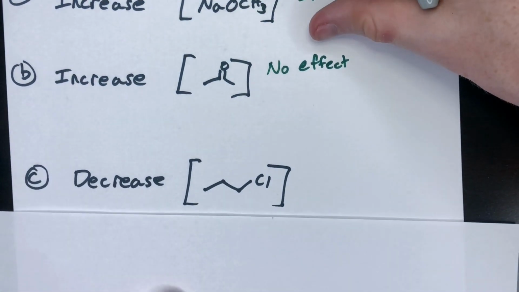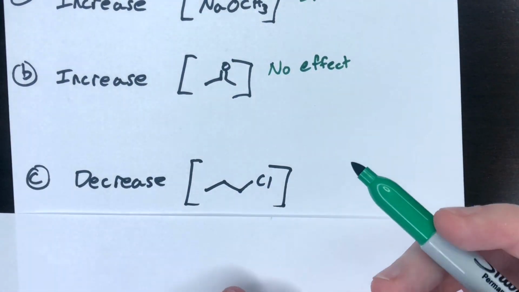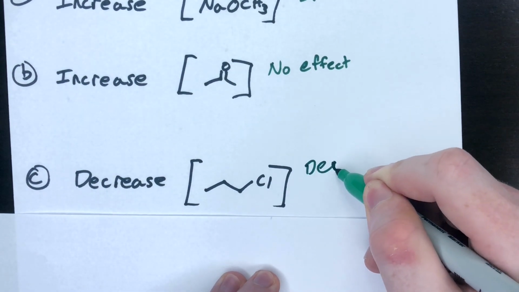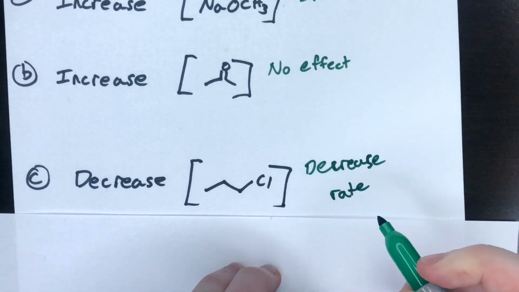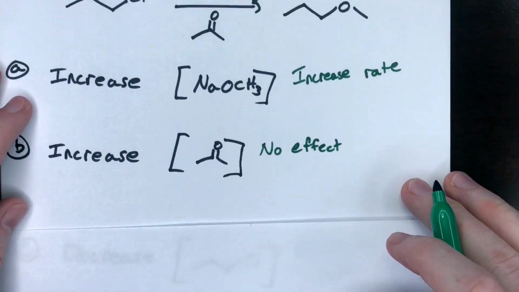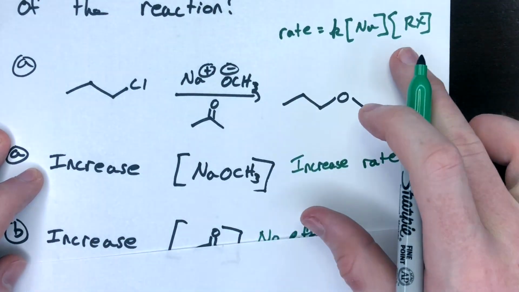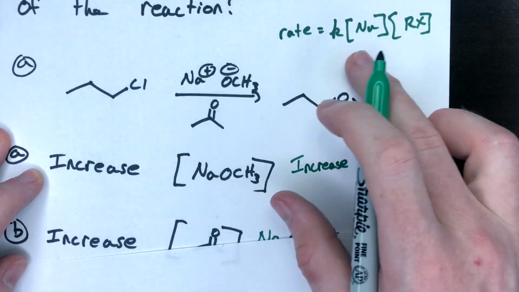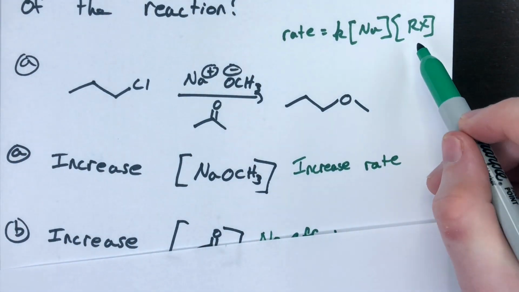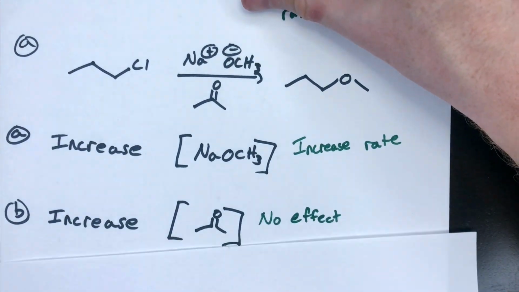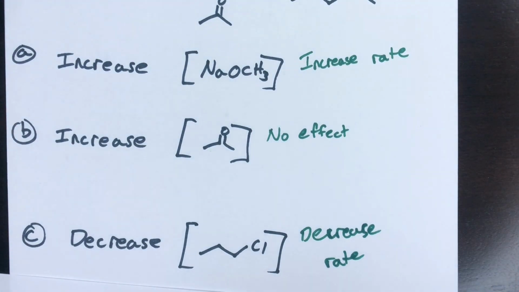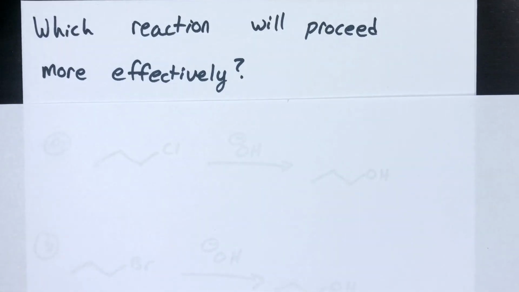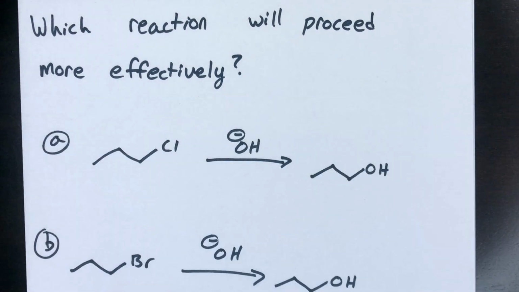And then lastly, we say decrease the alkyl halide. So this will decrease the rate by whatever amount we decrease the concentration of the alkyl halide. Because remember, we have this rate law equation, where RX is the alkyl halide. We decrease the alkyl halide here, so we also decrease the rate proportionally. Okay, next we were asked which reaction will proceed more efficiently, and we're given two specific situations.